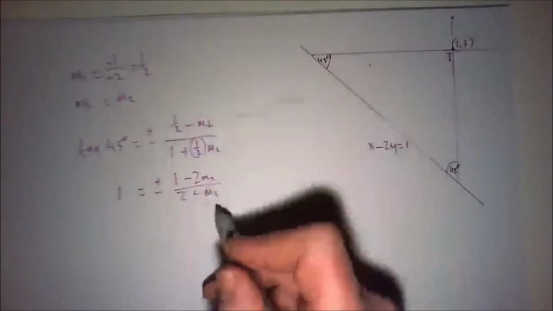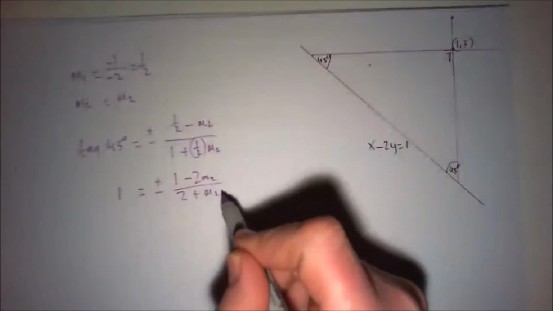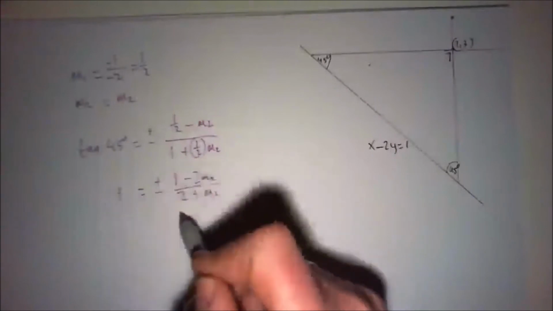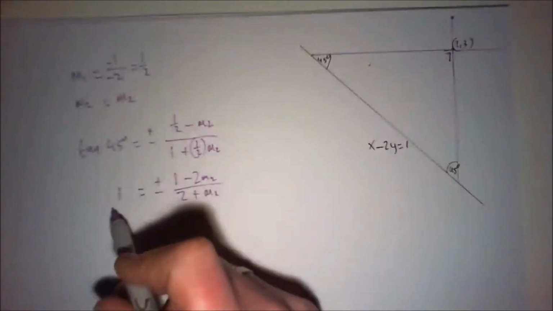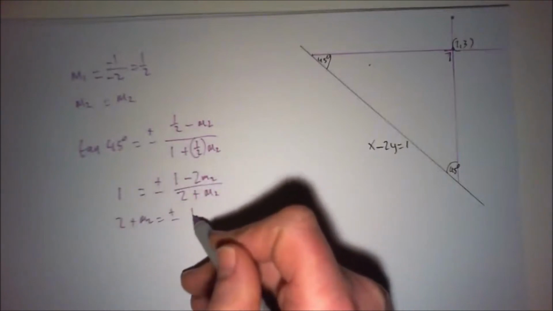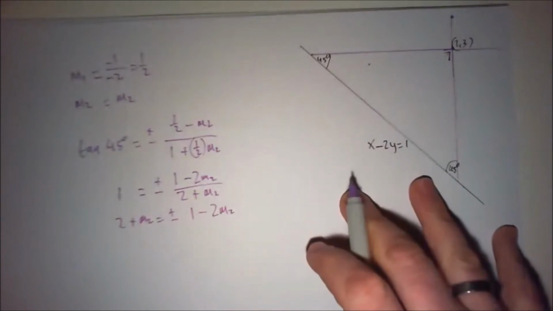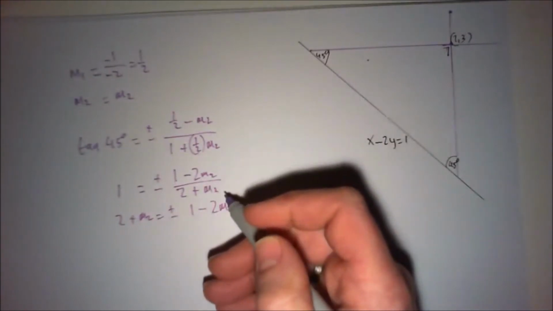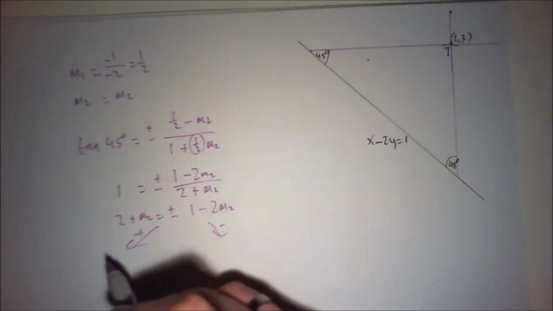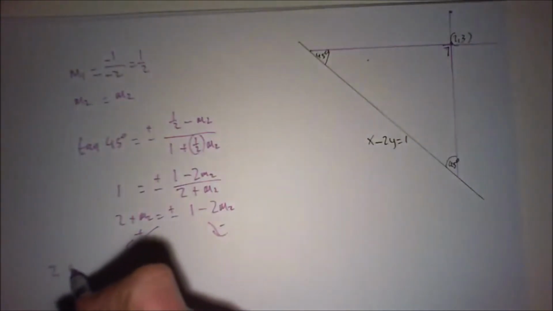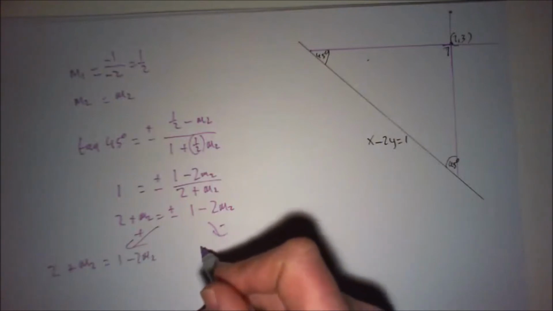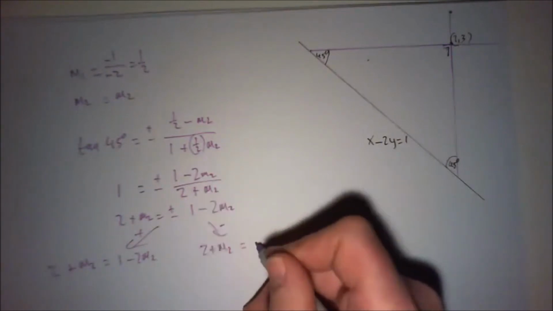Okay, so now I've got a bit more going for me here. I'm going to keep the plus and minus with the top bit, so I'm just going to cross multiply by the bottom bit. So that's 2 plus m2 is equal to plus or minus 1 minus 2m2. So you can see where we're going with this. We have two possibilities here, don't we? We have a plus version and a minus version. So we put the plus version this side and the minus version this side. So plus version is going to be 2 plus m2 is equal to 1 minus 2m2. That's the plus version. And then we've got 2 plus m2 is equal to, and let's put the negative version.